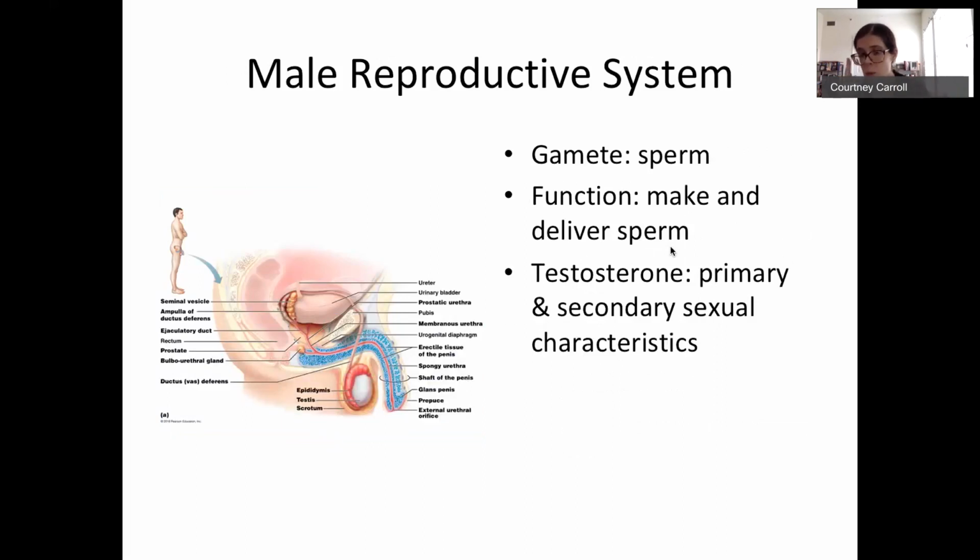For males, we're looking at the gamete as a sperm, which is made continuously in the testes. And the penis is what serves to deliver that sperm into the vagina so it can reach the oocyte or the egg. Males have testosterone, which is the hormone that's responsible for primary sexual characteristics. Those are the actual sexual organs, like the testes themselves. And the secondary sexual characteristics are the things that develop in puberty and are indicators of an adult male body. So things like body hair in stereotypical patterns, for example.